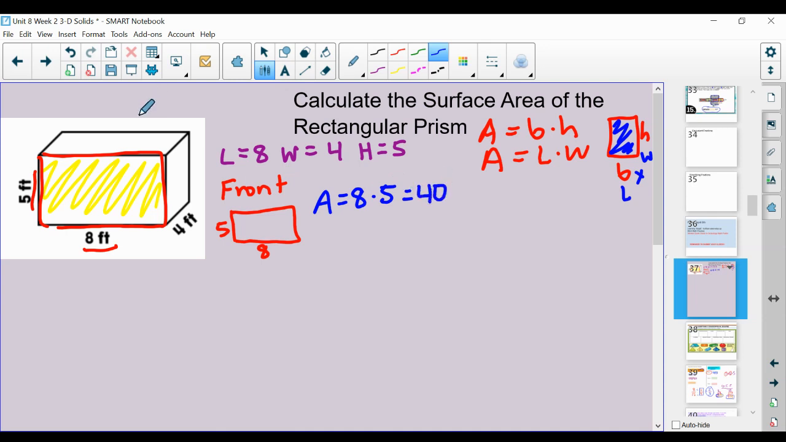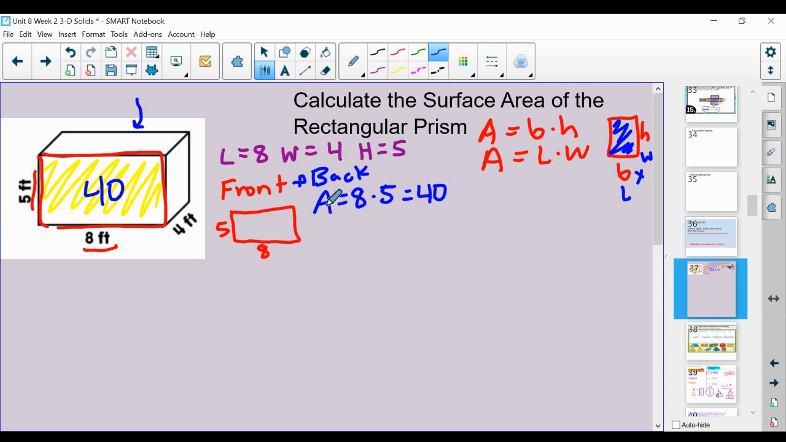Okay, now also the tricky thing about solids, we found the area of this front face. This is 40. But what we can't see on the back side of this prism is our back side. So I'm going to write right here, front and back. And the reason why is because they are the same. They're going to have the same side measurements. They're going to have the same area.